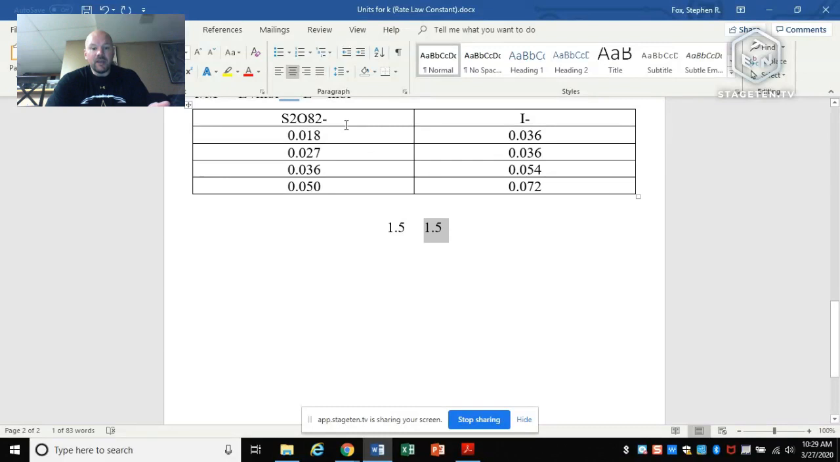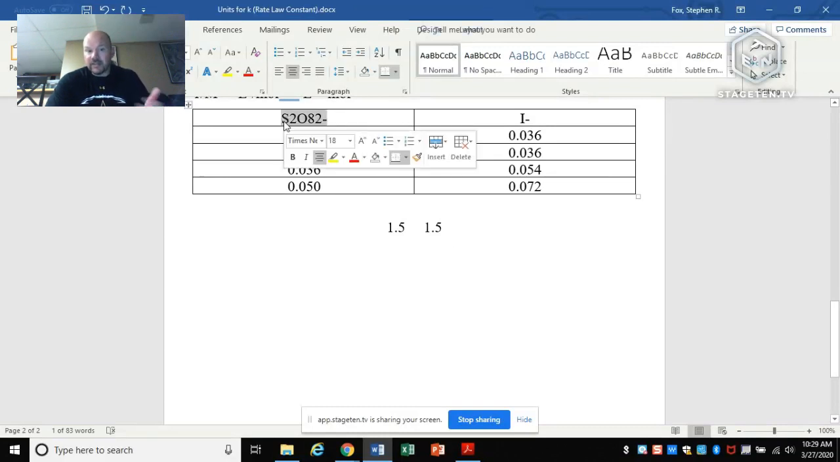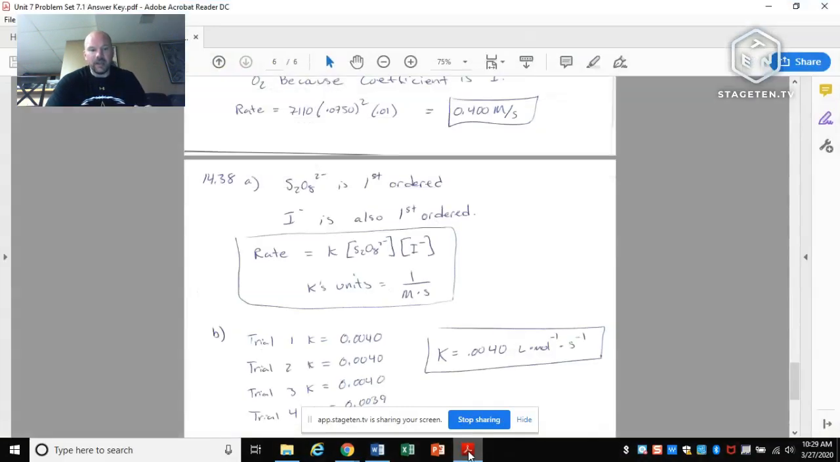Whatever changed in the concentration, the same thing happened to the rate, so that means it's first order. Okay, so I know this is first order. That's how we got this part, and that's how we know that for sure.